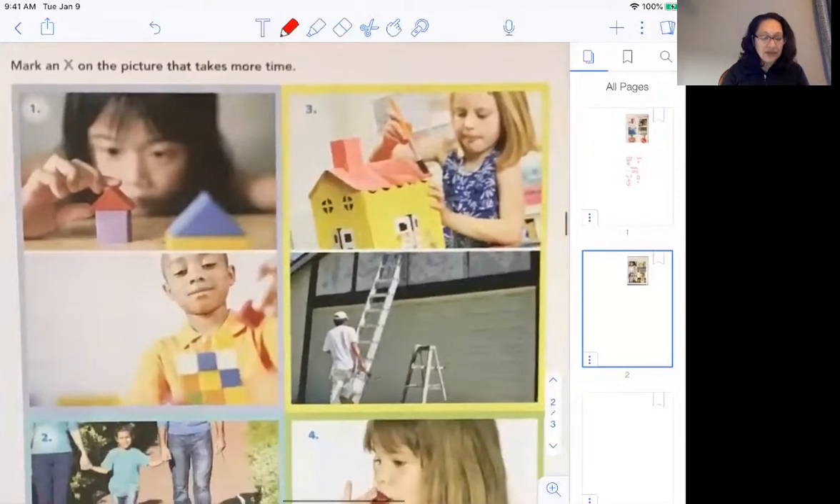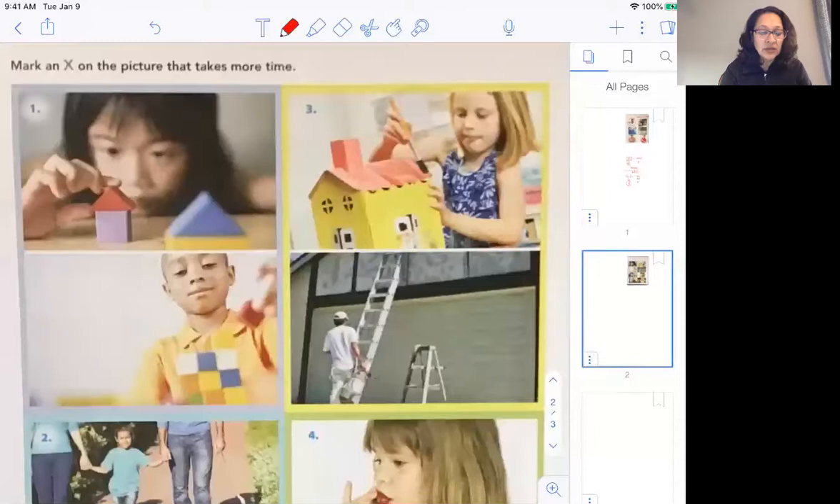Now we're going to take a look at the back, flippity floppity. Remember, flippity floppity. We're going to look at the other side. Let's take a look and see. All right, let's read the directions first. So the directions are at the top where the little number 1 is. It says mark an X on the picture that takes more time.